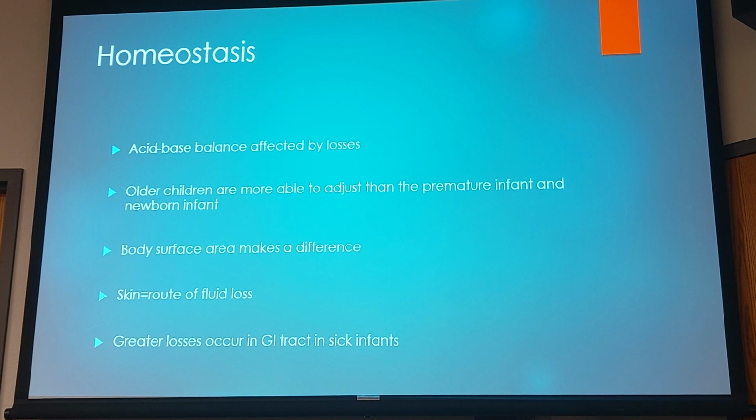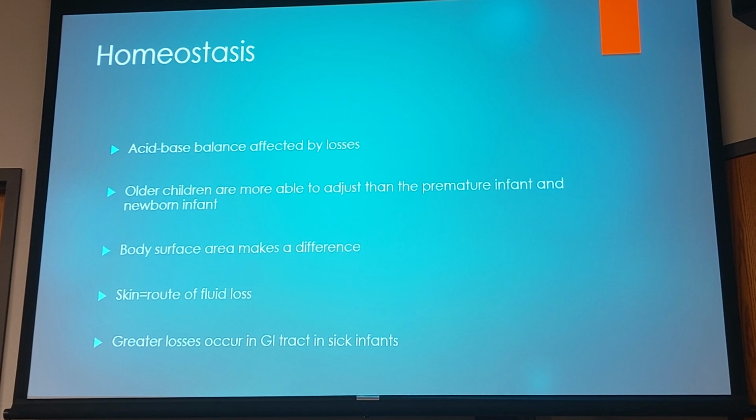So all of this is to try to maintain homeostasis and acid-base balance, and that can be affected. What type of loss they're having could change their acid-base balance. And like I said, infants' kidneys are not able to compensate for these things, so they're going to have changes quick. That's the infant. An older child can adjust more because their kidneys are maturing and are able to help compensate until they can't anymore. Body surface area makes a difference. We talked about that already. Skin is the route of fluid loss, so we can't forget about that.